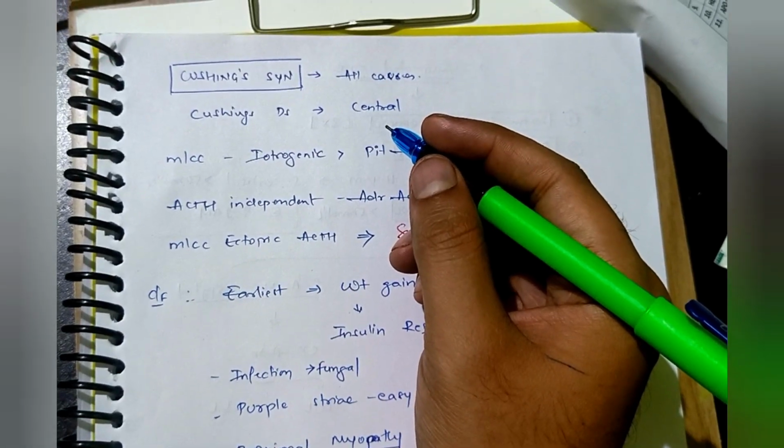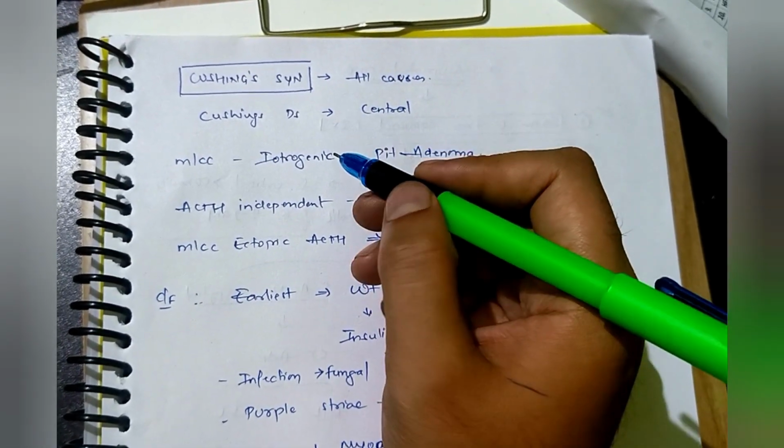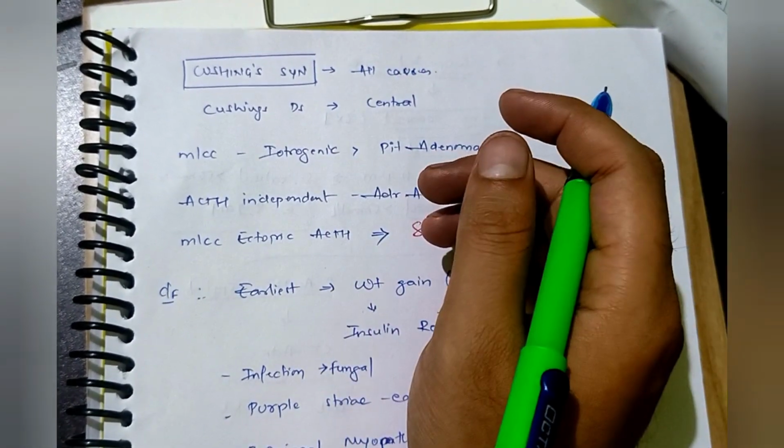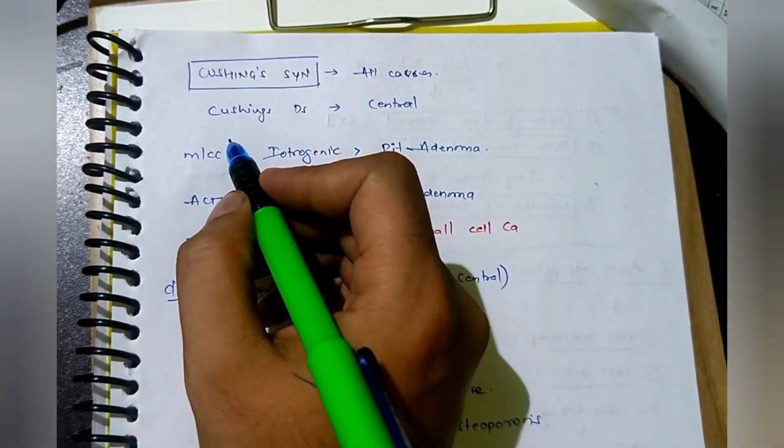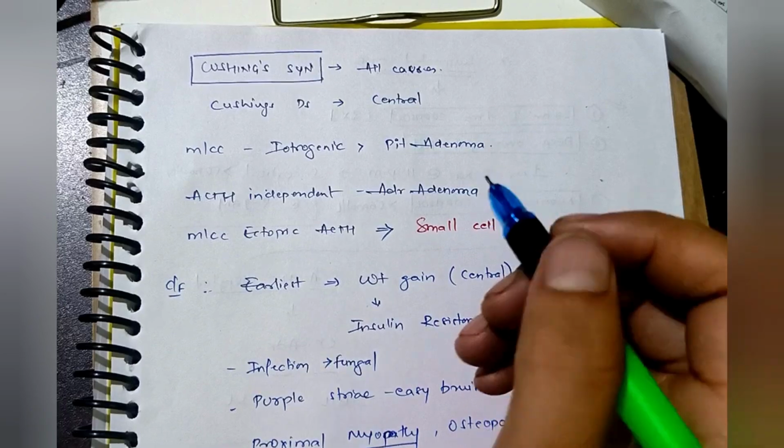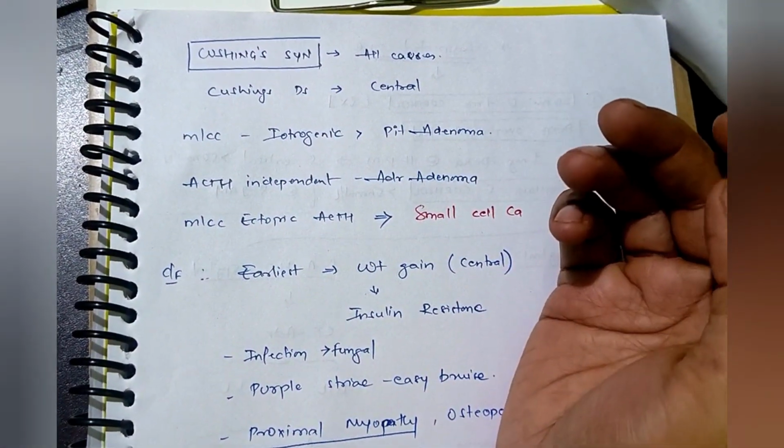So let's discuss Cushing syndrome. Cushing syndrome is the terminology used for all causes, which include central or peripheral, like adrenal and all. But when you talk about Cushing disease, we are specifically saying that it's because of a central cause, like pituitary adenoma or the like.